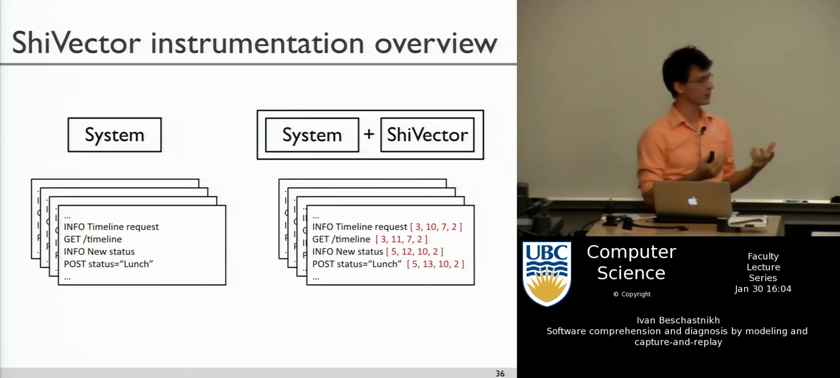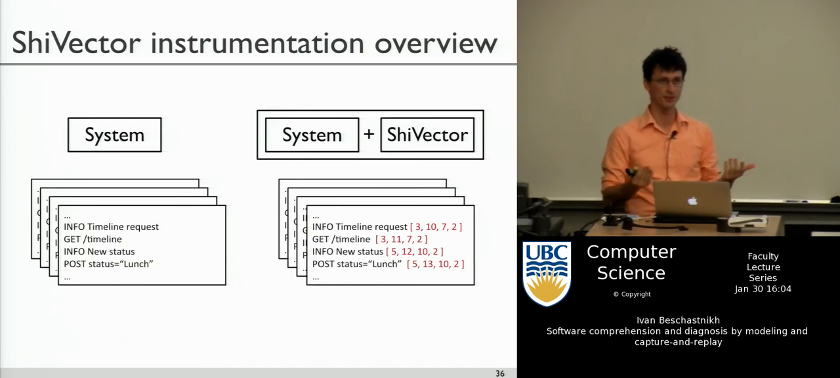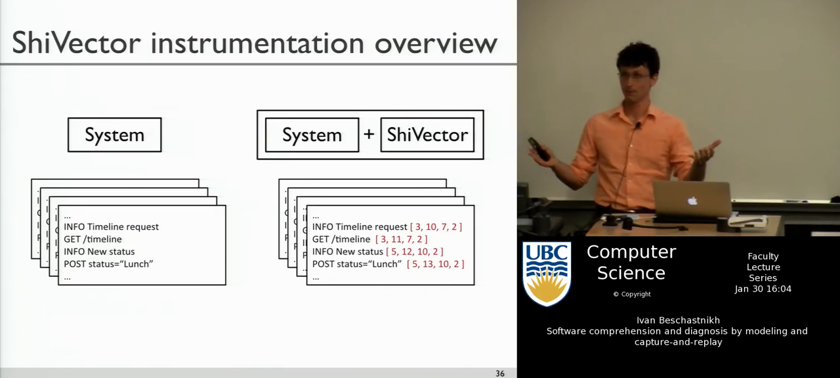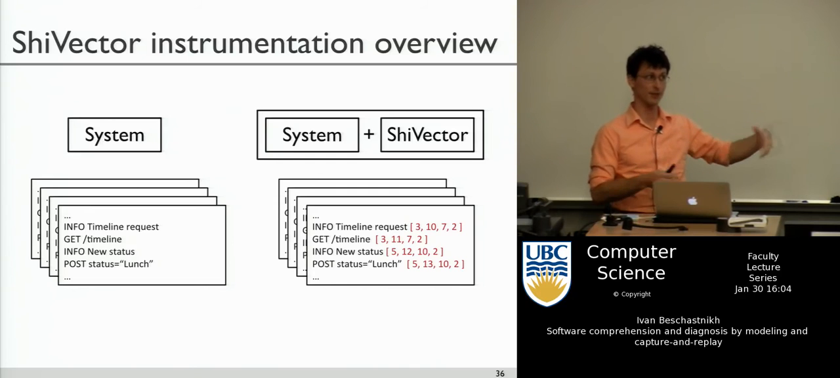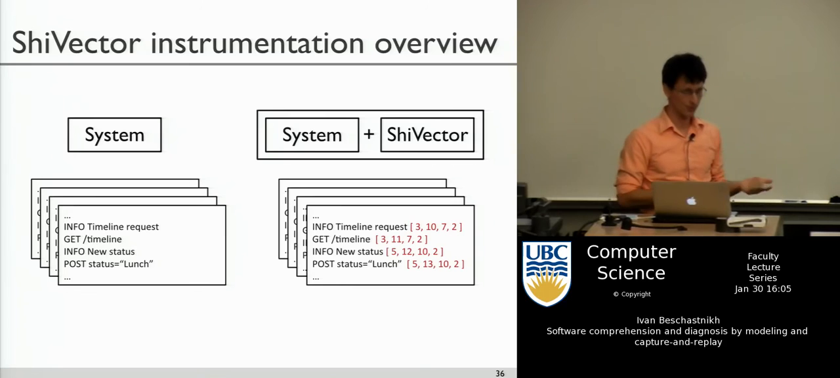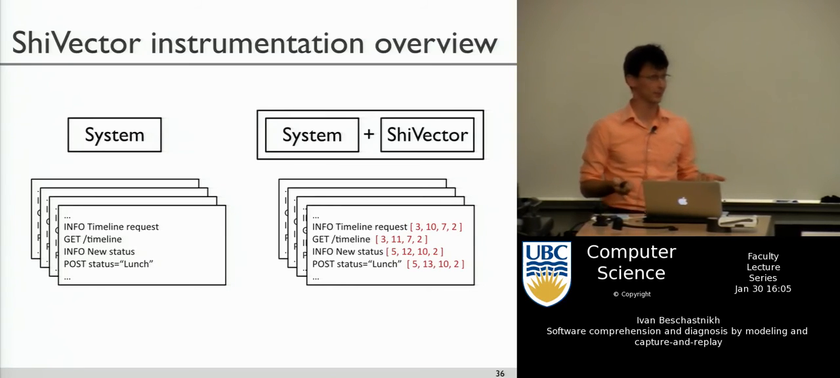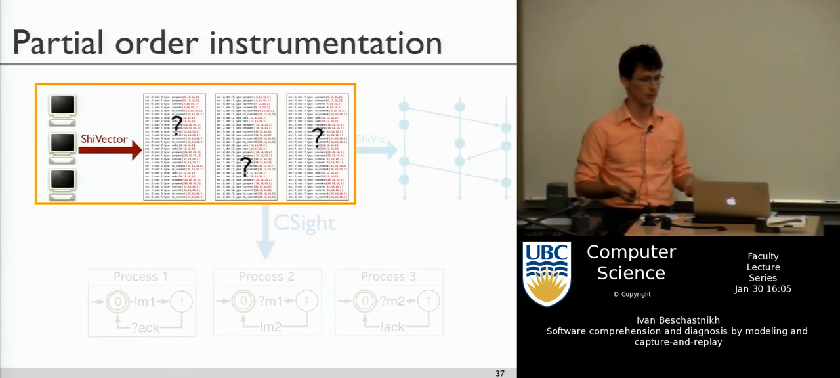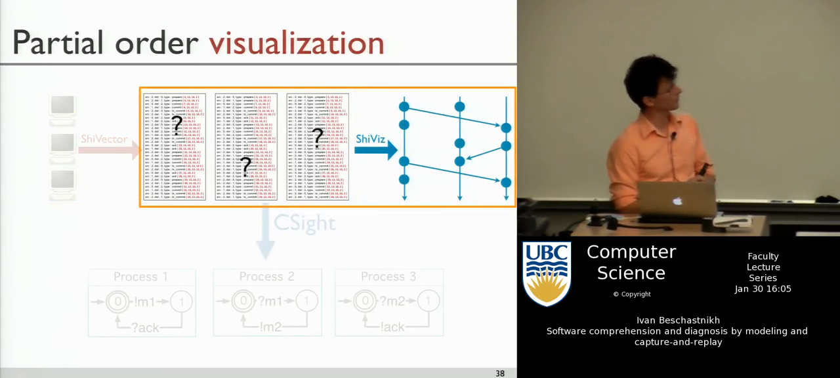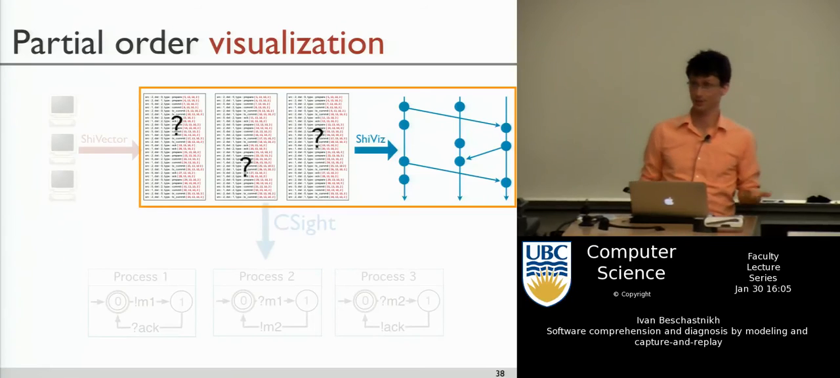So the idea is that it's going to capture the relative ordering of events in my distributed system and just going to emit the same log. So as a developer, you can still interpret the log, but now it has this extra information. So that's ShiftVector. Now what can we do with this log now that we instrumented the system? Turns out you can do a lot. So the first step is visualization.